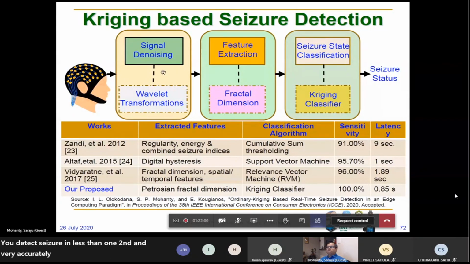In this detection approach, we have to do signal denoising. Then we can work either in the wavelet domain or in the time domain. Then certain feature extraction, Hurst parameter is one approach. Then fractal dimension is another approach like that. And then kriging can be used as a classifier as well as for modeling and so on, which we'll see later on. When we used the kriging classifier, we did quite well. If you see, this is doing in less than 1 second, 0.85 to be particular.